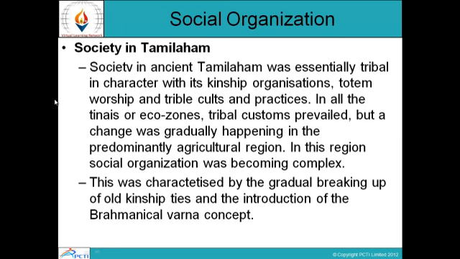Social organization. Society in Tamilham. Society in ancient Tamilham was essentially tribal in character, with its kinship organizations, totem worship, and tribal cults and practices. In all the Tinais or eco zones, tribal customs prevailed, but a change was gradually happening in the predominantly agricultural region. In this region, social organization was becoming complex. This was characterized by the gradual breaking up of old kinship ties and the introduction of the Brahmanical Varna concept.